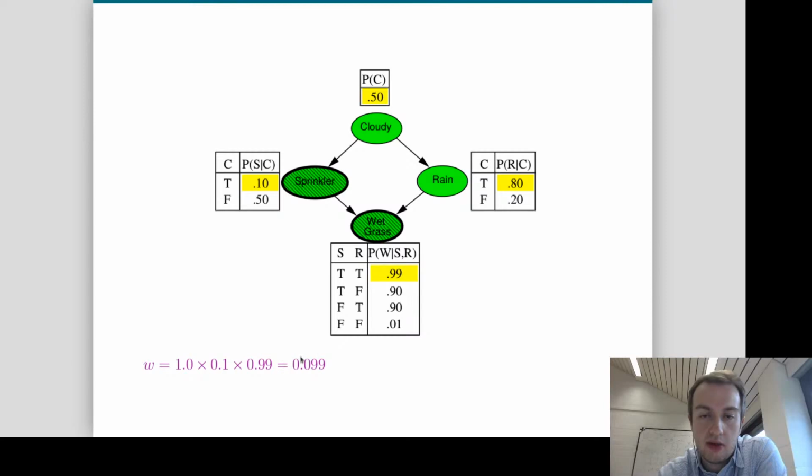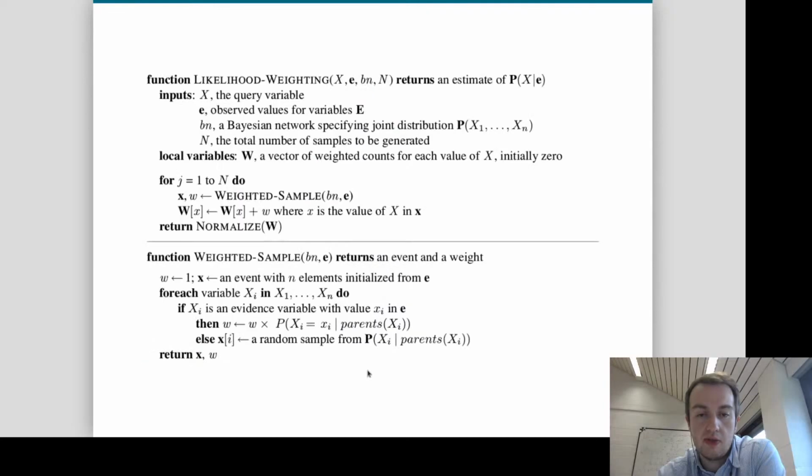And so the weight for this sample would be given by this product of the local weights that you've collected for the evidence nodes, and will be equal to 0.099. So you would accumulate all these weights in these W vectors, and once you are done, once you've generated n samples, you just normalize them all to obtain P of X given E.